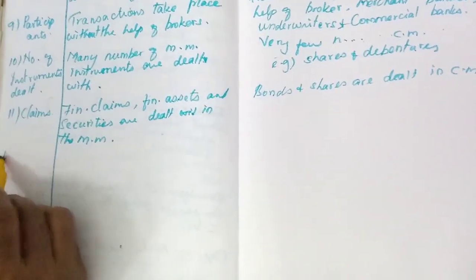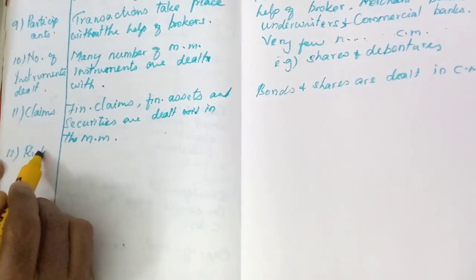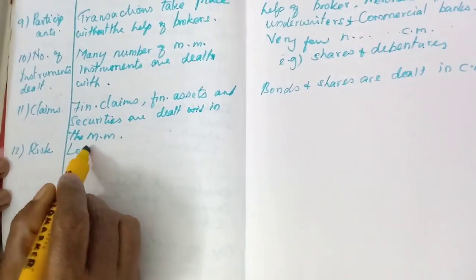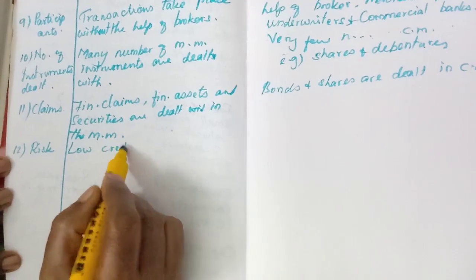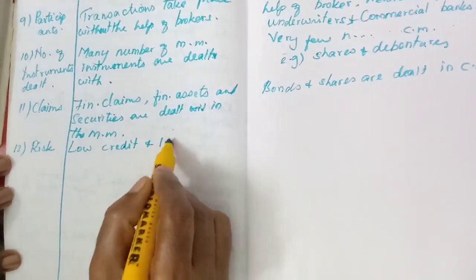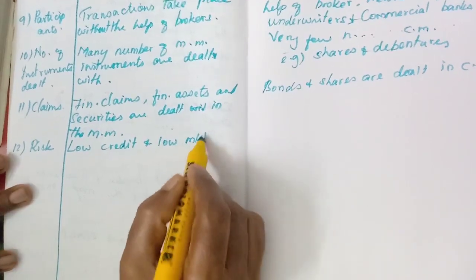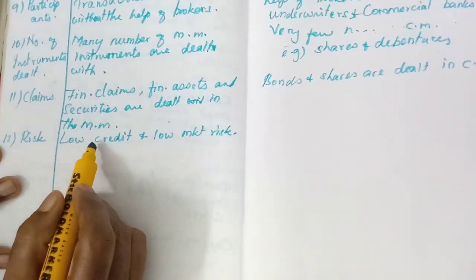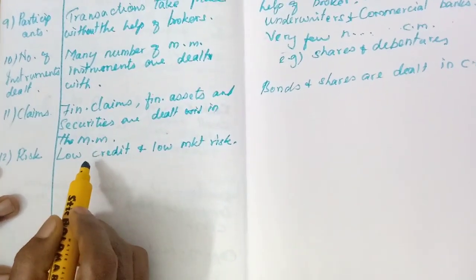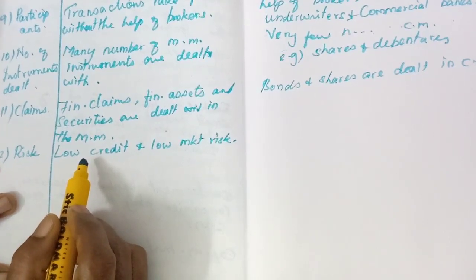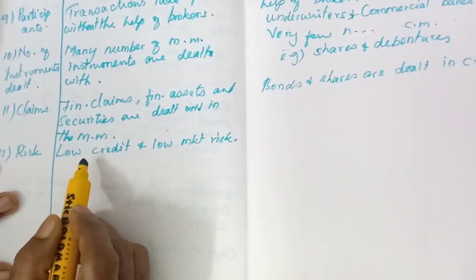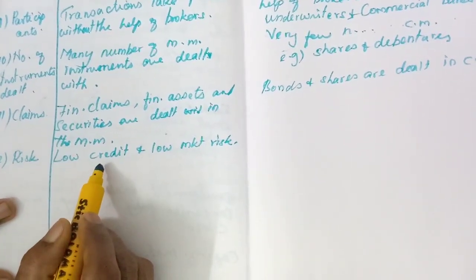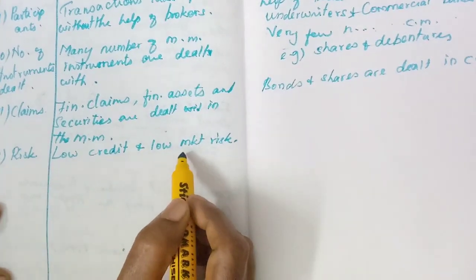Then risk. How much risk if you purchase this one? Here, low credit and low market risk, because it is dealt with by the government only, not the ordinary people. They never buy, because its minimum value is 25 lakhs, 1 lakh, isn't it? So that credit facility is more, but the market risk is very low.